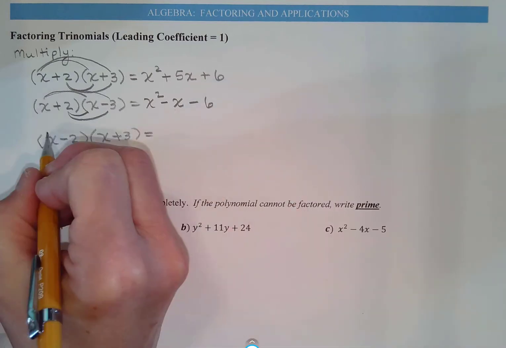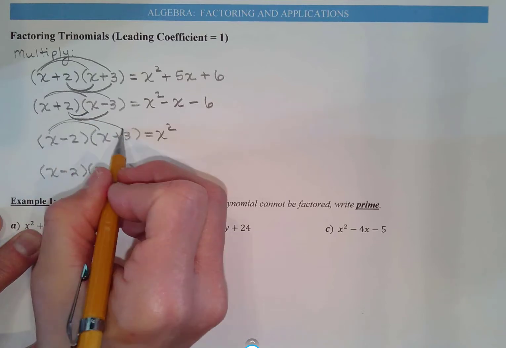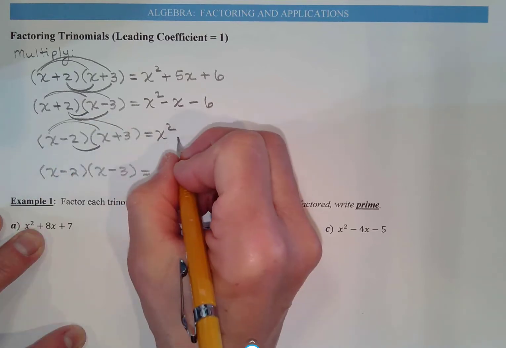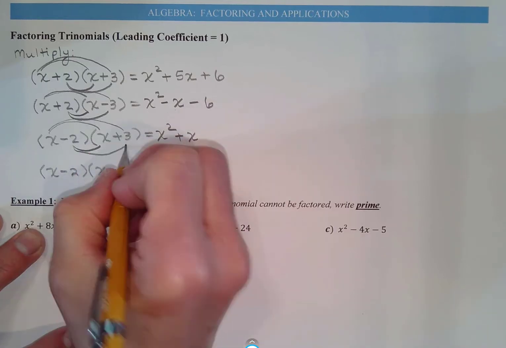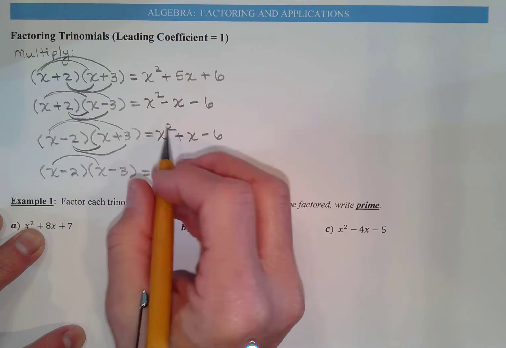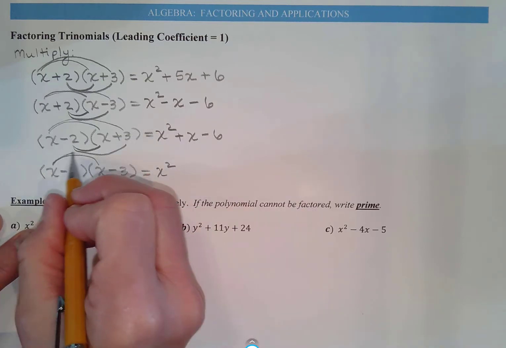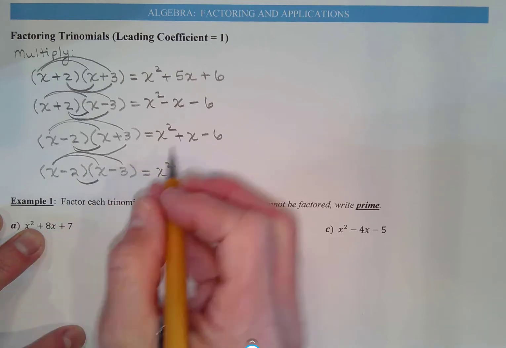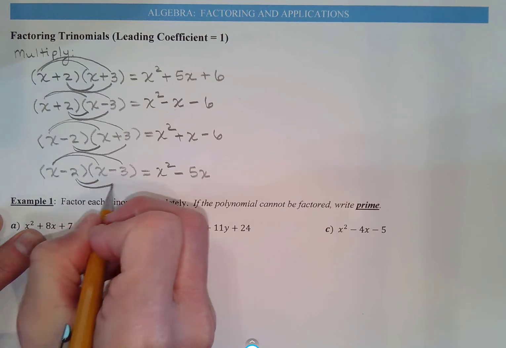Next, we obtain x squared plus 3x minus 2x combines to plus 1x minus 6. And lastly, x minus 2 times x minus 3 gives x squared, minus 3x minus 2x combined to minus 5x. And that last product is positive 6.